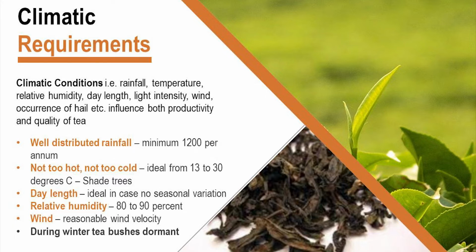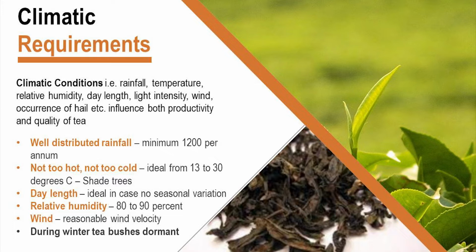And when you have more than that, you should have adequate shade trees. Day length is very important. And if the day length is not adequate, then it actually hampers the growth of tea. Relative humidity should be there. 80 to 90% is good for commercial tea cultivation.